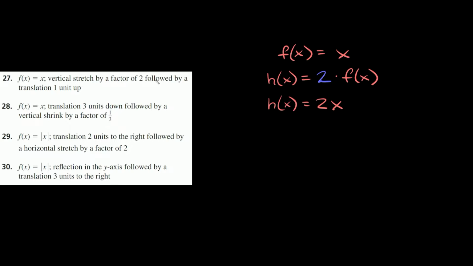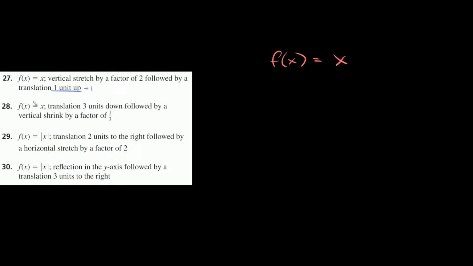Now the other move that we have to do, it says followed by a translation 1 unit up. If we're just moving it up or down, remember you just put that at the very end. So 1 unit up would just be plus 1 at the end. Then g of x is equal to our function h of x plus 1. So g of x is simply equal to 2x plus 1. So there's your answer.